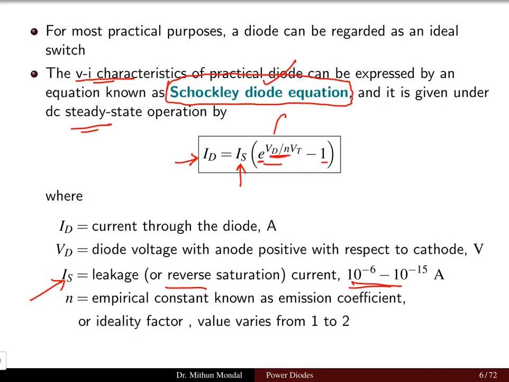Here Vd stands for the diode voltage with anode positive with respect to cathode, and eta is basically an empirical constant which can be 1 or 2, known as the emission coefficient or the ideality factor. This is basically given in the problem, whether we have to take 1 or 2. Now one term is here, Vt. It is important to know this term Vt.